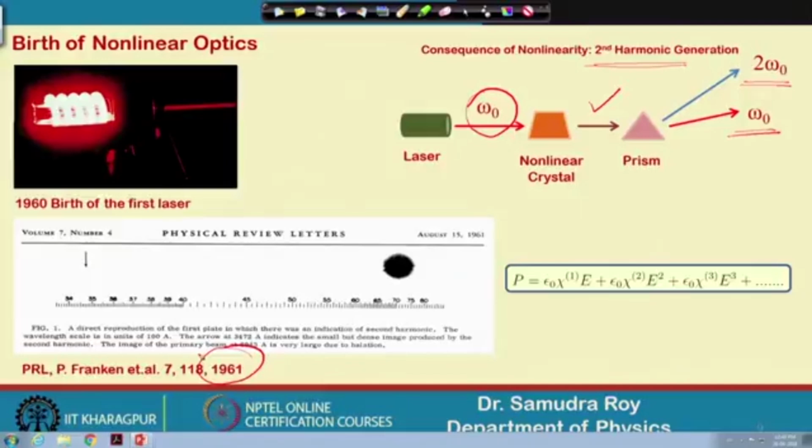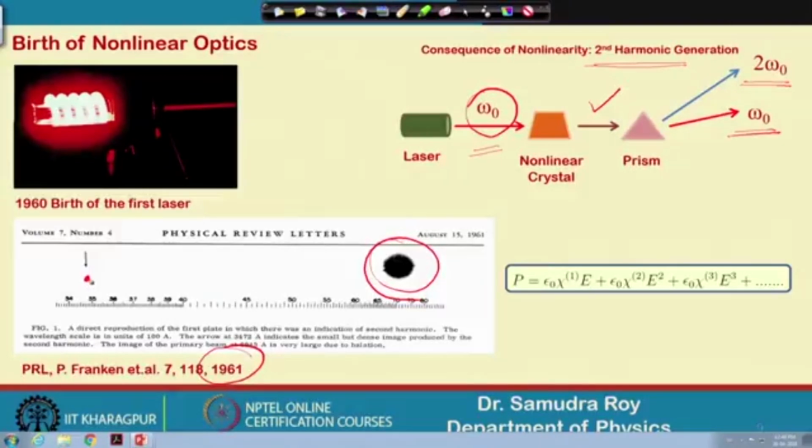This is the figure of the paper, where you can see a very dark spot here, and this dark spot is the frequency omega 0 or the launching frequency, which should be very high. And in this particular figure, they are supposed to have a tiny dot here, which is basically the signature of the second harmonic. That means the electric field that is generated at the frequency double of that.